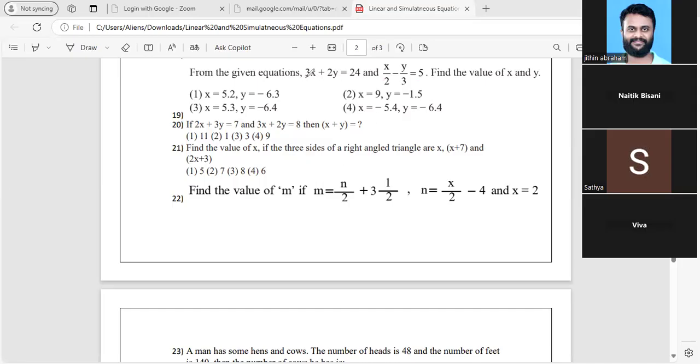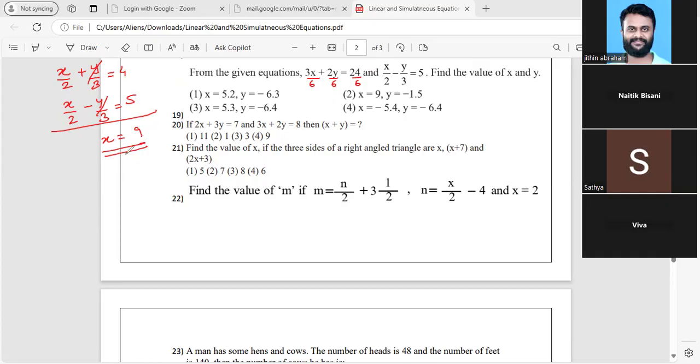So what I'll do, I'll just use a different method which we have not yet used. I'll just divide this by 6. So when I divide this by 6, this will give me x by 2 plus y upon 3 is equal to 4. On the other hand, I have another equation which is x by 2 minus y by 3 is equal to 5. Obviously they get cancelled, and x by 2 plus x by 2 gives you x, 4 plus 5 gives you 9. So your x's value is 9.